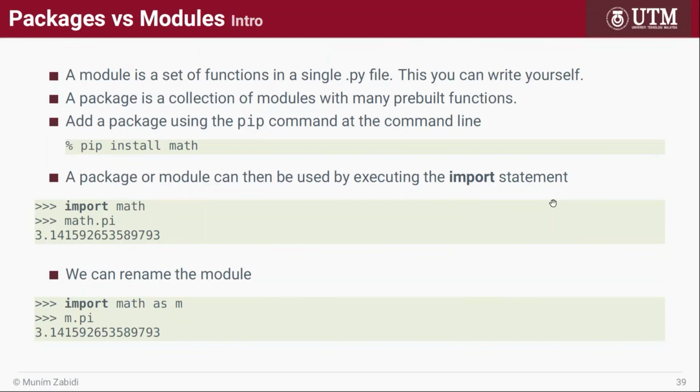So let's say I want to use the math package, but I don't have it. At the command line level, I will type in pip install math. But of course, you have to install pip first. pip is a command in Linux that you have to install to manage packages. So install pip first, and then you can add all these packages as you like.